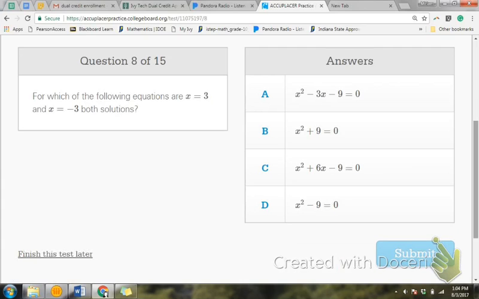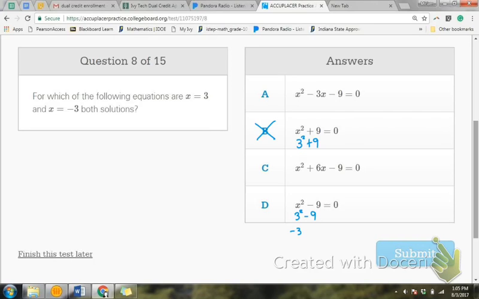ACCUPLACER is not timed, right? So you could plug 3 and negative 3 in for your x and see what happens. Let's pick B because that might be an easier one to plug in for. So what is 3 squared? If I plugged in a positive 3, what's 3 squared plus 9? 9 plus 9, which is 18. It doesn't work here, does it? What's the other easier one that might be good to plug into? D, right? Because I'm only plugging it in one place. So what is 3 squared minus 9? That actually does equal 0. So x equals 3 works, but we also have to check x equals negative 3.